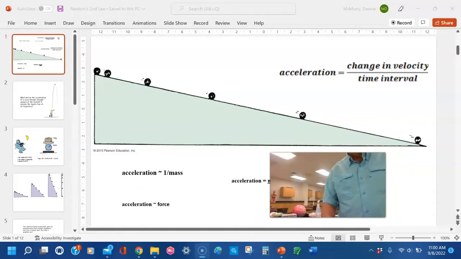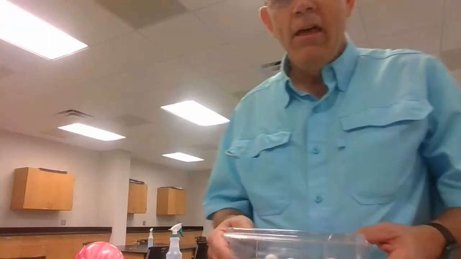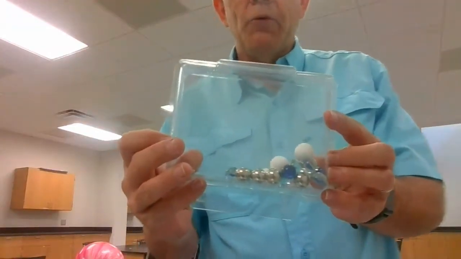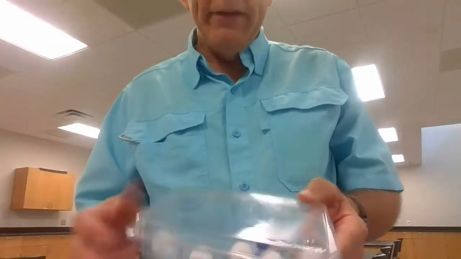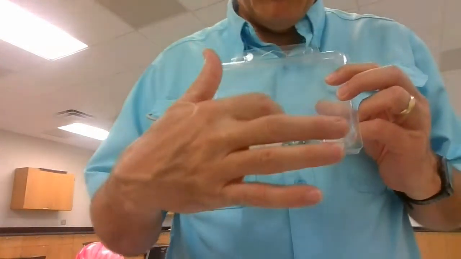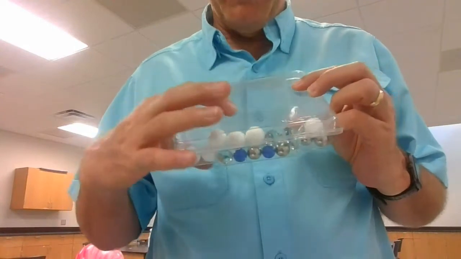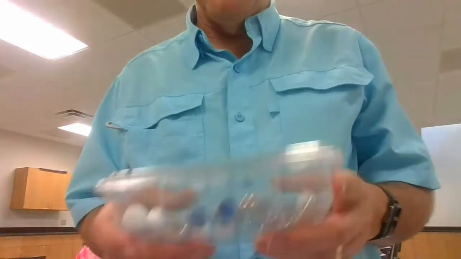Now let me do another experiment and we will talk about it a little bit more. The first experiment, you're going to take my word for it a little bit. I don't know if you can see it on my camera. It looks pretty blurry from my end. But in here we have 3 sets of balls. We have the white styrofoam, we have some glass marbles, and we have some steel ball bearings.